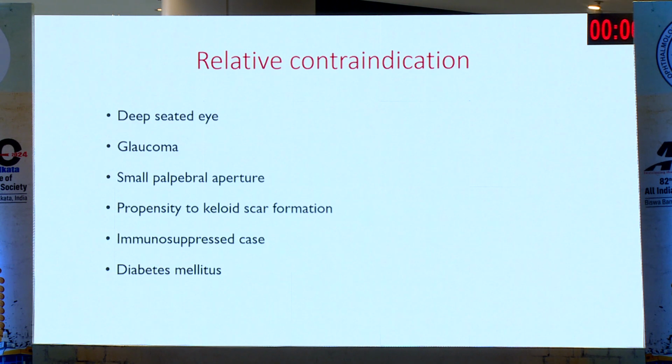So a deep-set eye is another contraindication for lenticule procedures, especially SMILE. Then glaucoma, small palpebral fissures, keloid scar formation patients, immunosuppressed or diabetes patients.